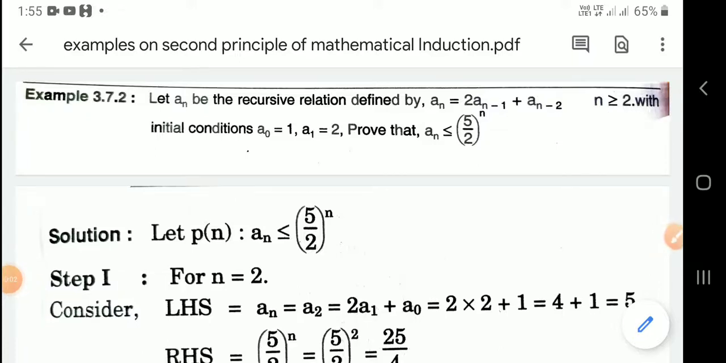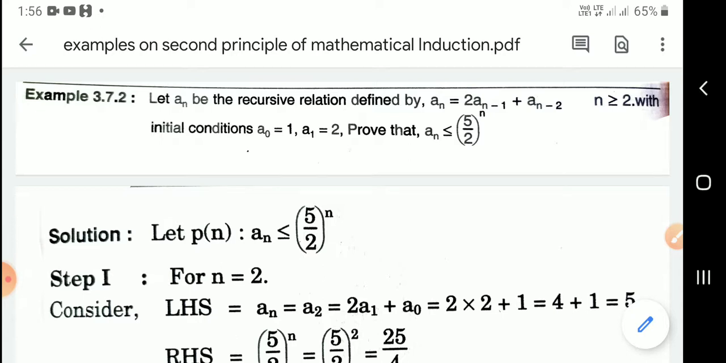Hello students. In the last lecture, we have seen examples on the second principle of mathematical induction. The working rule for the second principle of induction is: we have to prove the result for n is equal to 1, which is our step 1. We have to assume that the result is true for n is equal to k, where k is less than m. And the last step is we have to prove that the result is true for n is equal to m. Then only the result is true for all natural numbers n.